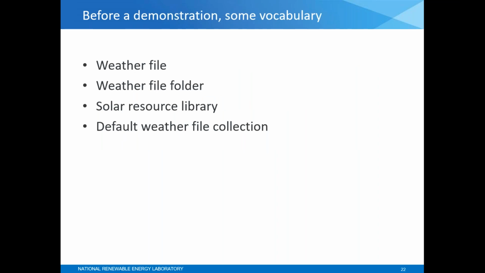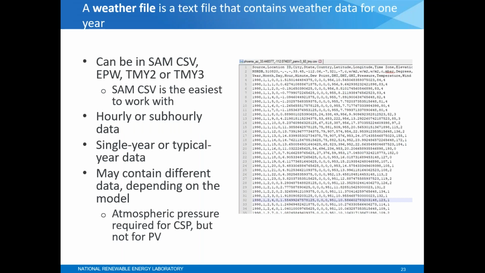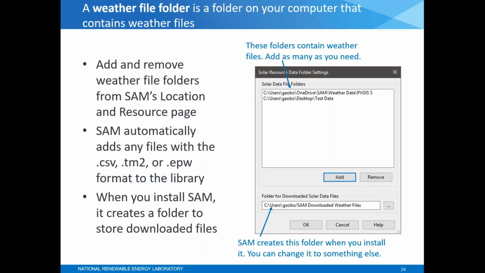So before I continue with the demonstration, I just want to familiarize you with some terms that I'll be using and that I also use in my communications with user support and in the documentation. So we've talked about a weather file. I'll talk about what a weather file folder is in this context, the solar resource library, and then the default weather file collection. So we talked a lot about weather files already. There's the text file that contains the weather data. A weather file folder is just a folder on your computer that contains weather files. So there's tools on this location and resource page to add and remove weather file folders.